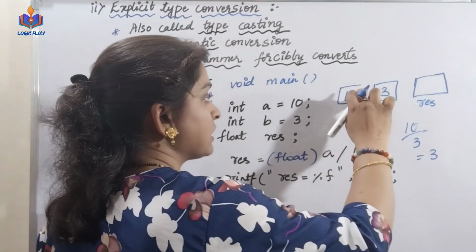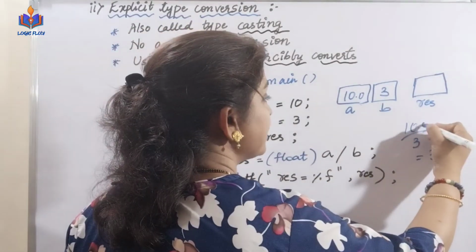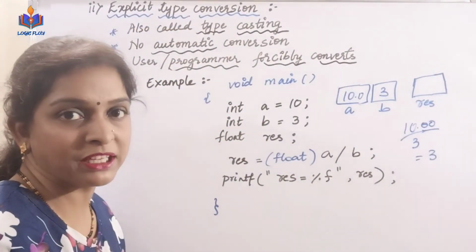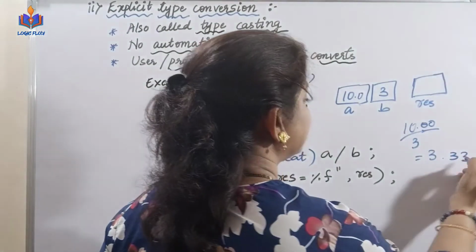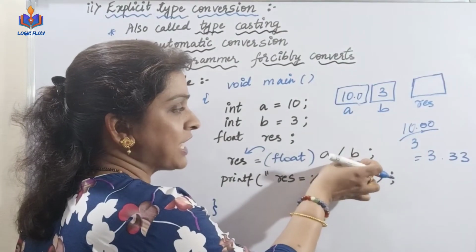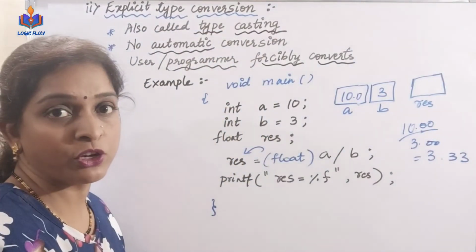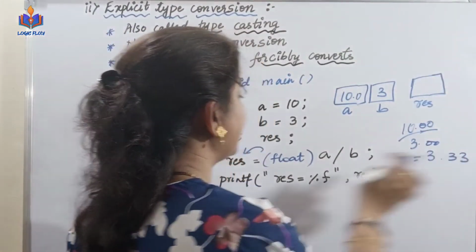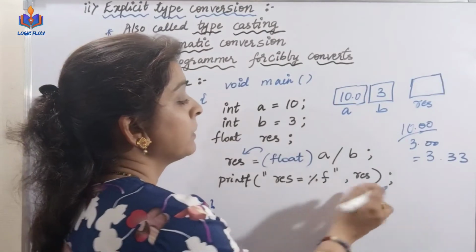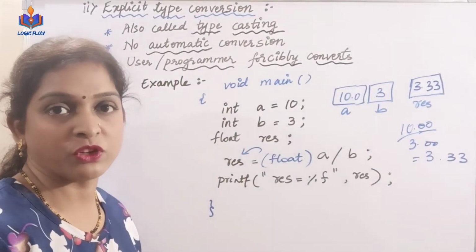So it becomes 10.00, divided by b, b means 3. 10.00 divided by 3, my answer is 3.33. Store that in res. Automatically implicit conversion takes place here: b also gets converted to float. It becomes 3.00. 10.00 divided by 3.00, my answer is 3.33, that gets stored in res. Print the result with the format specifier f for float. Print the value in res, it is 3.33. This is how the explicit conversion takes place.